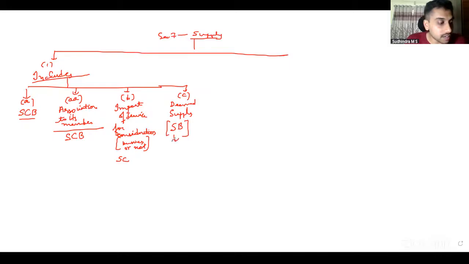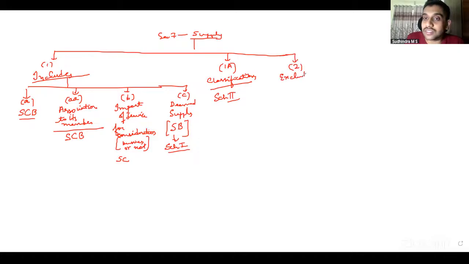This is specified where? Schedule 1. Very good. So that is specified in Schedule 1. Then 7(1)(a) talks about classification, which is given in Schedule 2. Then 7(2) talks about supply excludes. Supply is specified in Schedule 3. Yes. So this is what section 7 told us.